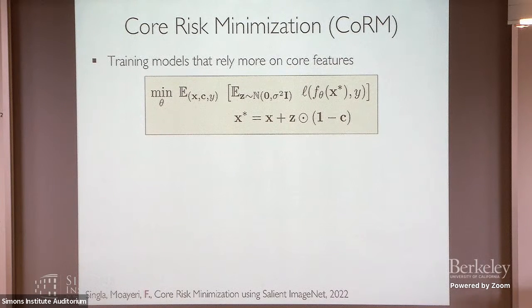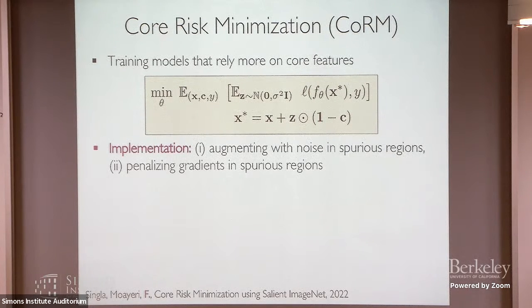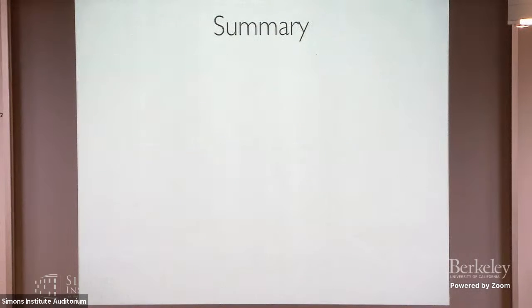We have a core risk minimization where we add noise to the input and we train a model that is insensitive to noise in non-core regions. And with that, we have really improved results, but it is still an open problem. And if you're thinking about some problems, that can be a good problem to work on.